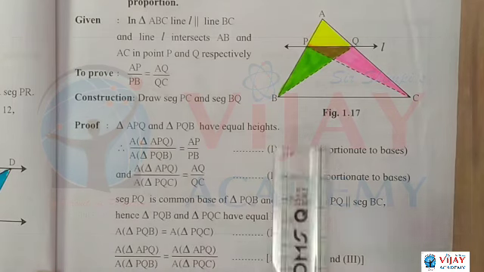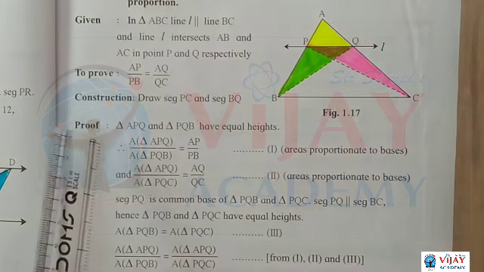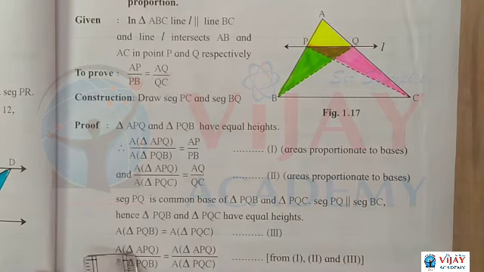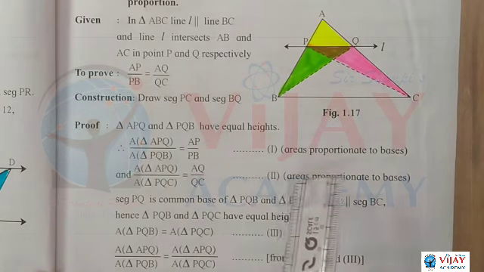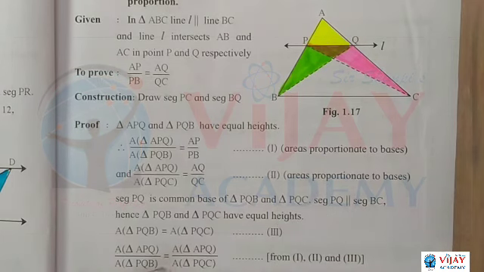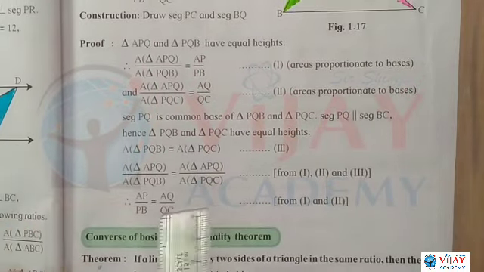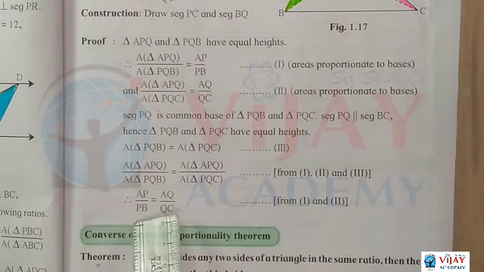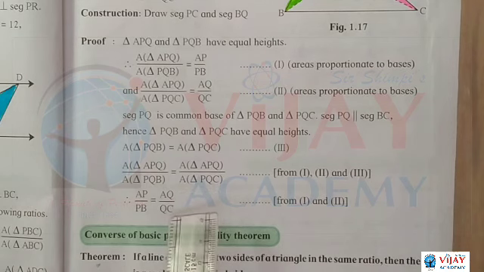This is the third, and from first, second, third, if you observe the LHS, area of triangle APQ upon area of triangle PQB is equal to area of triangle APQ upon area of triangle PQC. APQ is the same, and the denominator terms are also equal from equation 3. So the LHS of these two equations, first and second, are equal. Therefore their RHS are also equal. We get AP upon PB is equal to AQ upon QC.